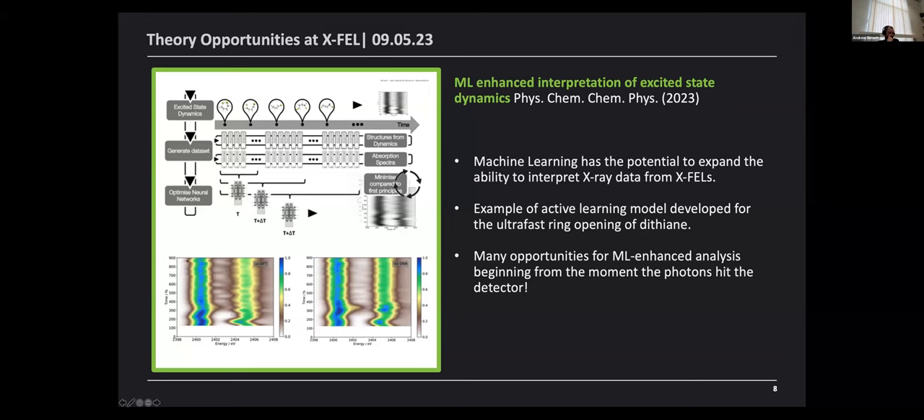And this is an example here. For the first 900 femtoseconds, the first 110 femtoseconds is actually white because that's the data that's being used to train. And after that, the neural network is able to reproduce pretty well the first principles calculation. So there are many opportunities for machine learning enhanced analysis of X-ray data, especially in these resource intensive cases where you have the dynamics and many possible outcomes.